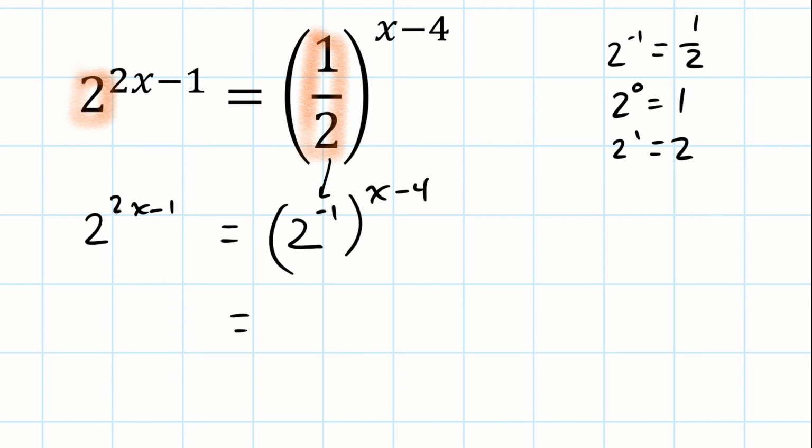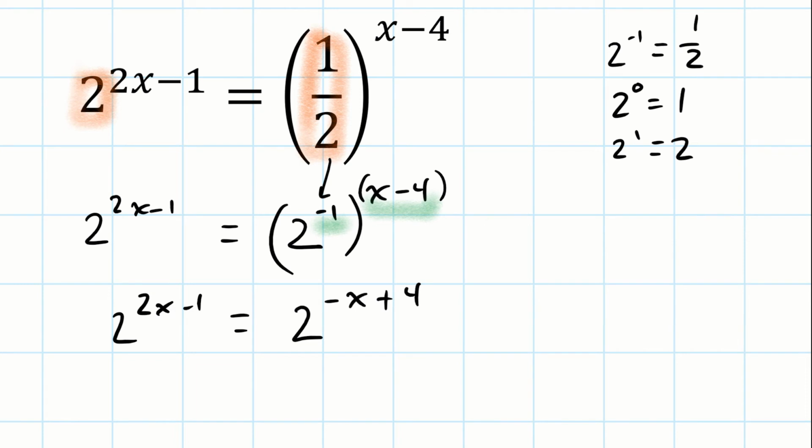On the right hand side now I'm going to use the power to a power rule. So I've got the power of negative 1, and I'm raising that to the x minus 4 power. When I raise that power to the new power, it's going to become 2 to the negative x plus 4. Very important that we see that. The negative 1 is multiplying this entire exponent. And then over on the other side, we've got 2 to the 2x minus 1 power.